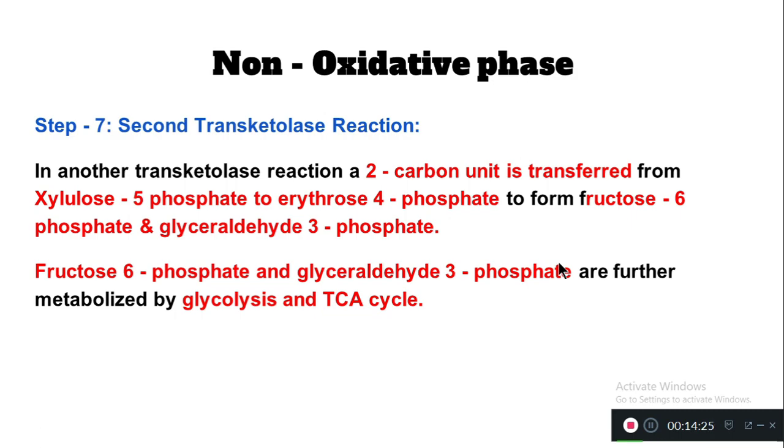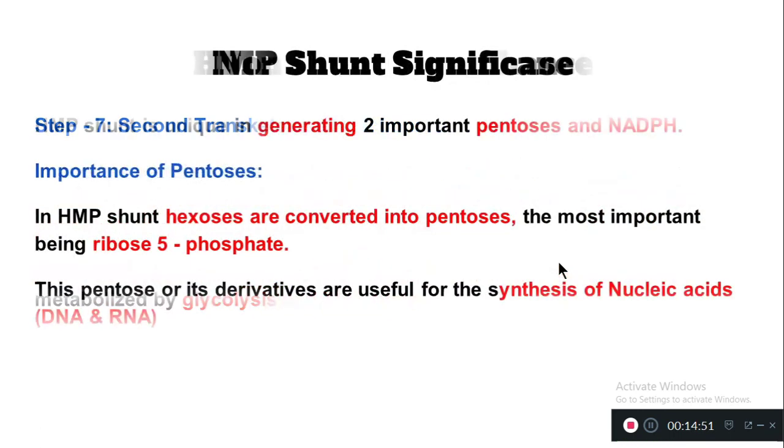This fructose 6-phosphate and glyceraldehyde 3-phosphate will be further metabolized by glycolysis and the TCA cycle. So now you remember what happens with the fructose 6-phosphate and glyceraldehyde 3-phosphate in this reaction. So this cycle will continue. This is what happens in the non-oxidative phase.